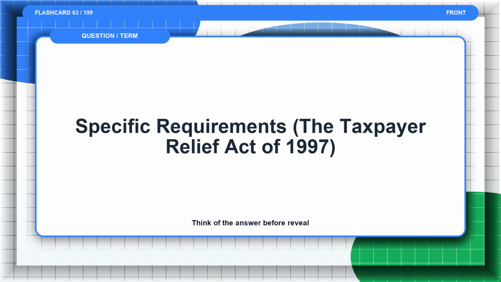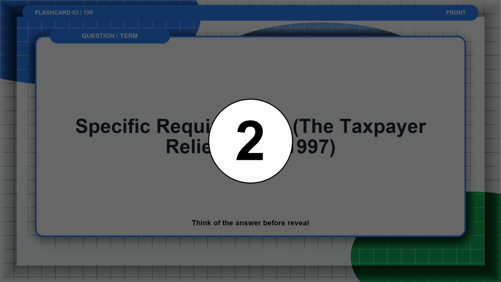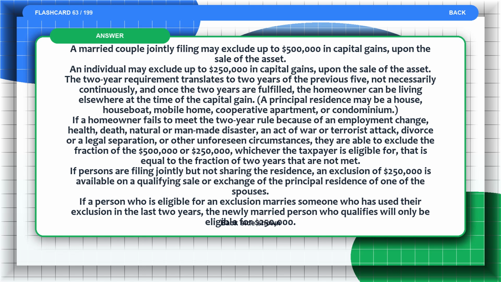Flashcard 63. Specific requirements. The Taxpayer Relief Act of 1997. Pause and think of the answer before the reveal. The answer is a married couple jointly filing may exclude up to $500,000 in capital gains upon the sale of the asset. An individual may exclude up to $250,000 in capital gains upon the sale of the asset. The 2-year requirement translates to 2 years of the previous 5, not necessarily continuously, and once the 2 years are fulfilled, the homeowner can be living elsewhere at the time of the capital gain.